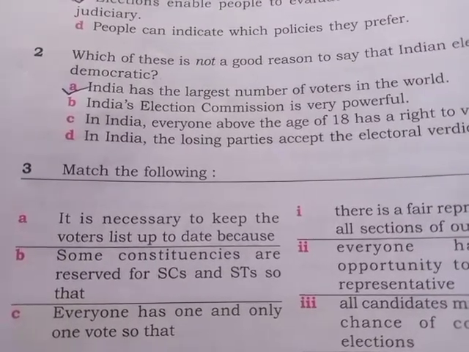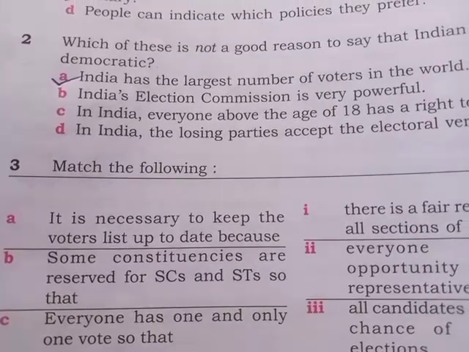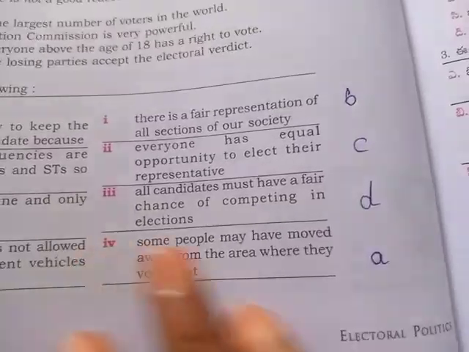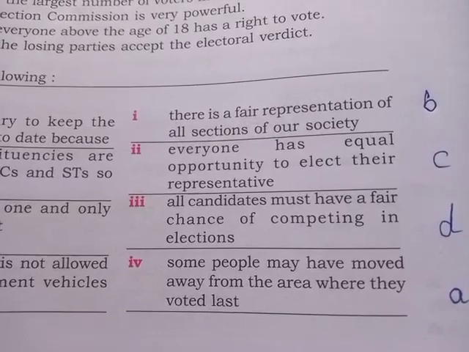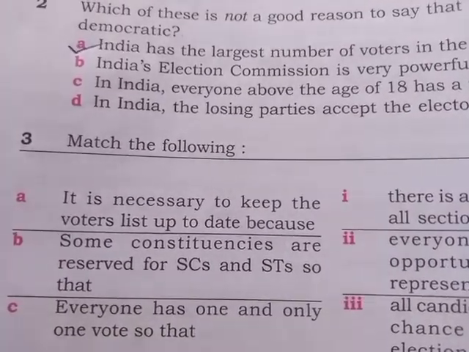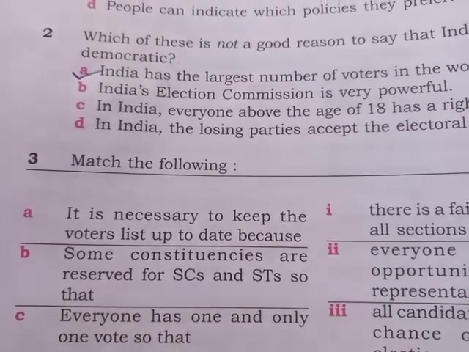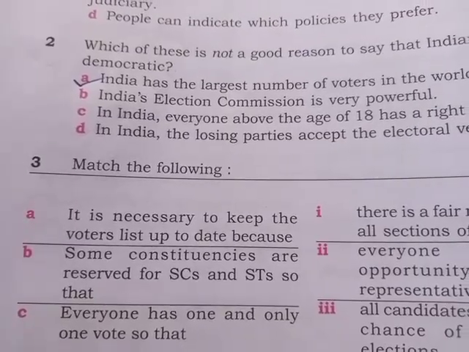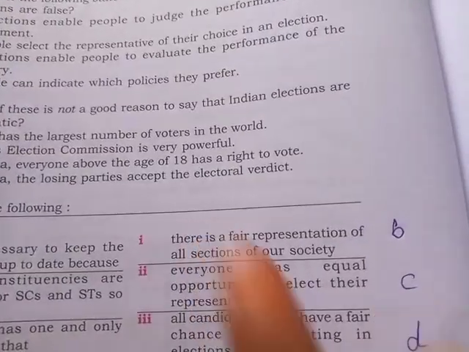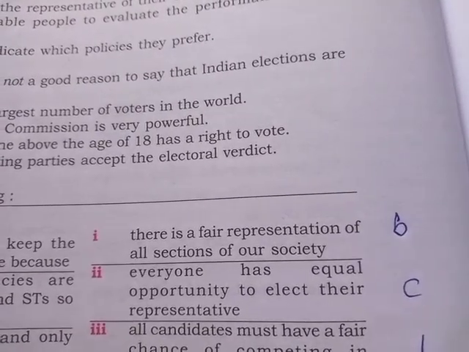Third, match the following. A. It is necessary to keep the voters list up to date because. Answer A. Some people may have moved away from the area where they voted last. B. Some constituencies are reserved for SCs and STs so that. Answer, there is a fair representation of all sections of our society.